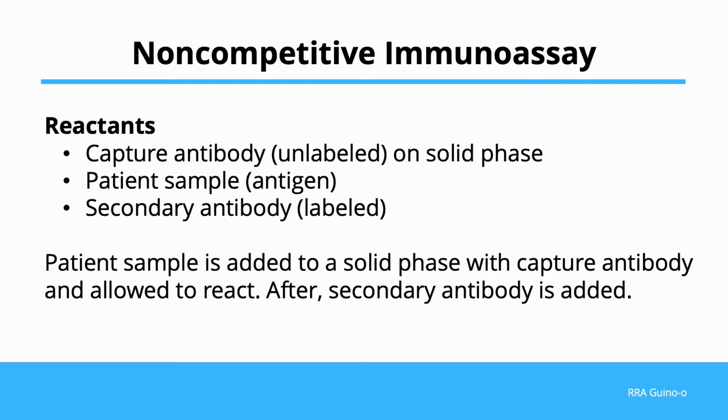Next, let's discuss our non-competitive immunoassay. The reactants here are, first, the capture antibody, which is unlabeled. This is the reagent antibody, and this is placed on the solid phase. Next, we have the patient sample or the antigen and the secondary antibody. Here, this is the antibody that is labeled, or the antibody that gives us the signal in order to detect our immune complex. So the patient sample is added to a solid phase with a capture antibody and allowed to react. After, the secondary antibody is added.